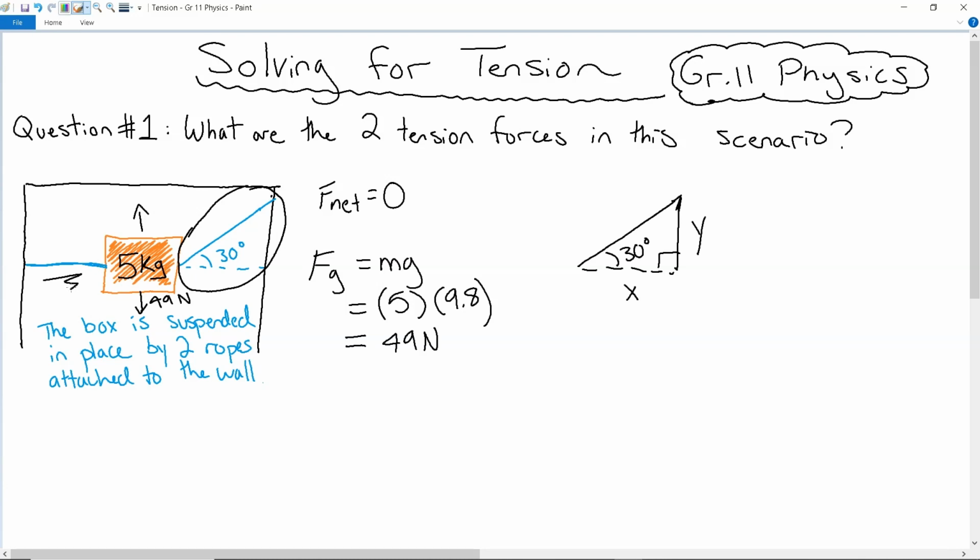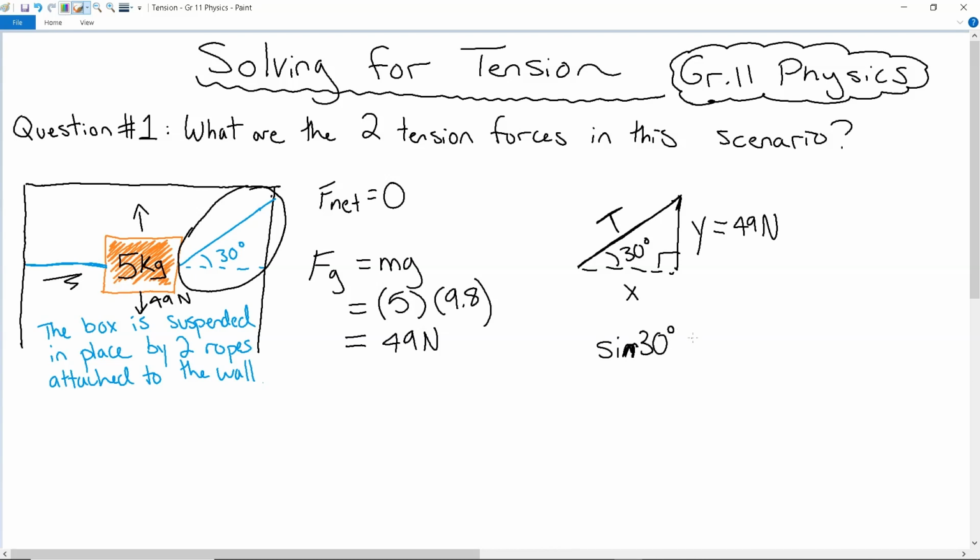This rope is completely horizontal, so it doesn't have a y component, but this one does. Therefore, the y component in this rope must be 49 newtons in terms of tension, because that's the only way we're going to balance out the gravitational force. So I want to know the overall tension force in the rope, which is going to be here. This line here is representing our rope. So we can use some trigonometry to solve for that number.